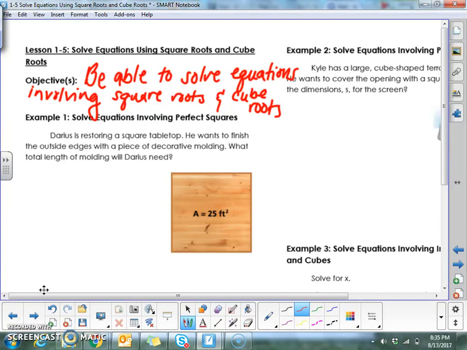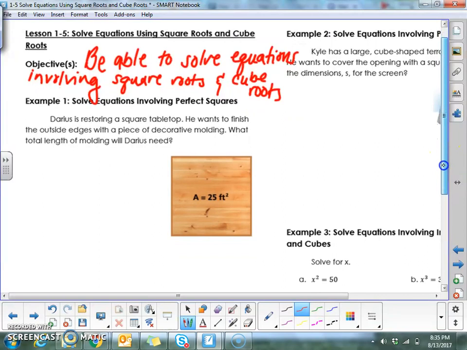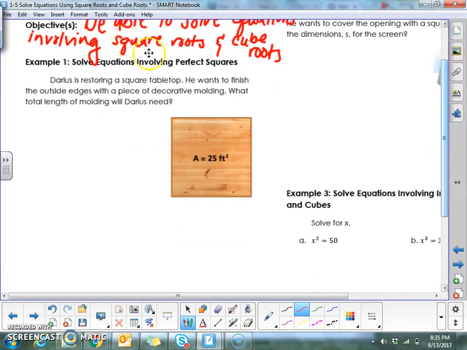So Darius is restoring a square tabletop. He wants to finish the outside edges with a piece of decorative molding. What total length of molding will he need? So a couple things are important in this. We have a square tabletop. It's a two-dimensional thing here, so we're dealing with squared. You can also look at the unit, feet squared. That 2 there is going to tell you whether you are doing a square root problem or a cube root problem.